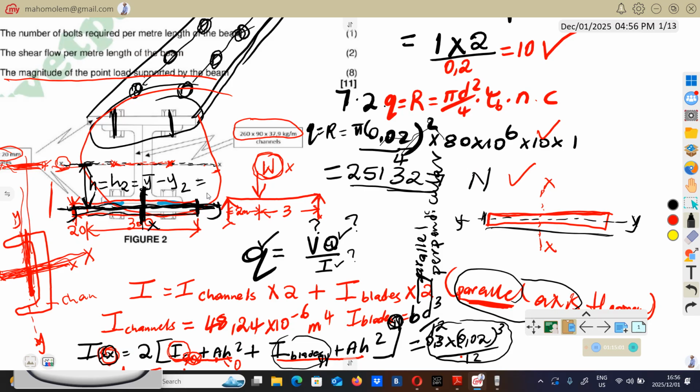And Y1 is going to be the distance from the bottom to the center of this rectangle. So this rectangle, you can see from here to this is 20. So from the bottom to the middle, or to the center, there is going to be 10. So this distance from here to there is going to be Y1, which is 20 divided by 2, which is 10.